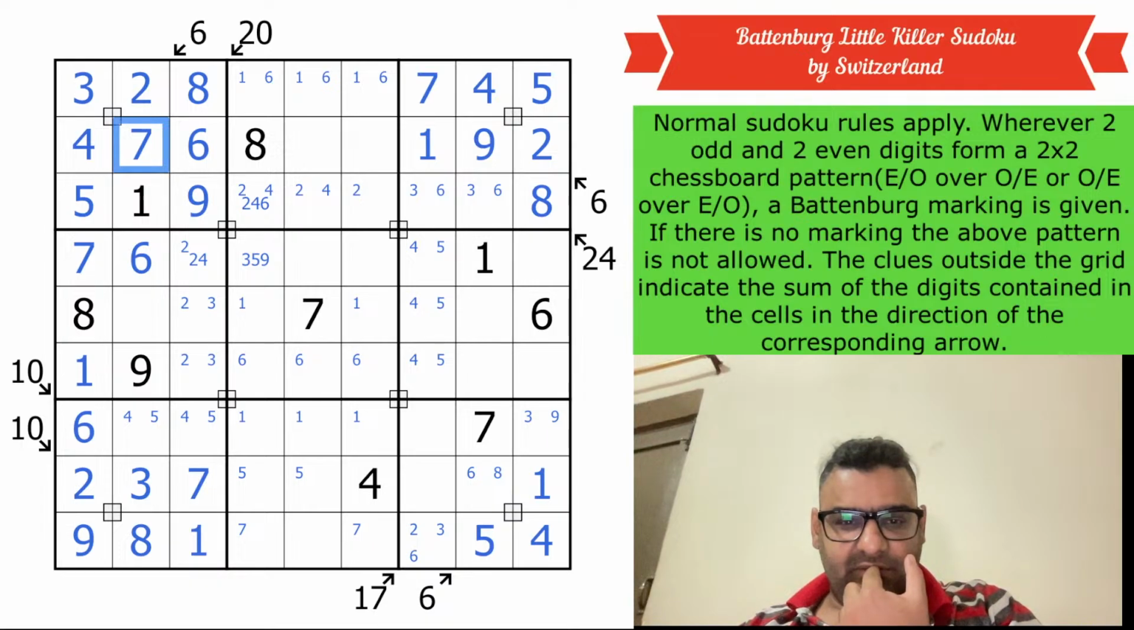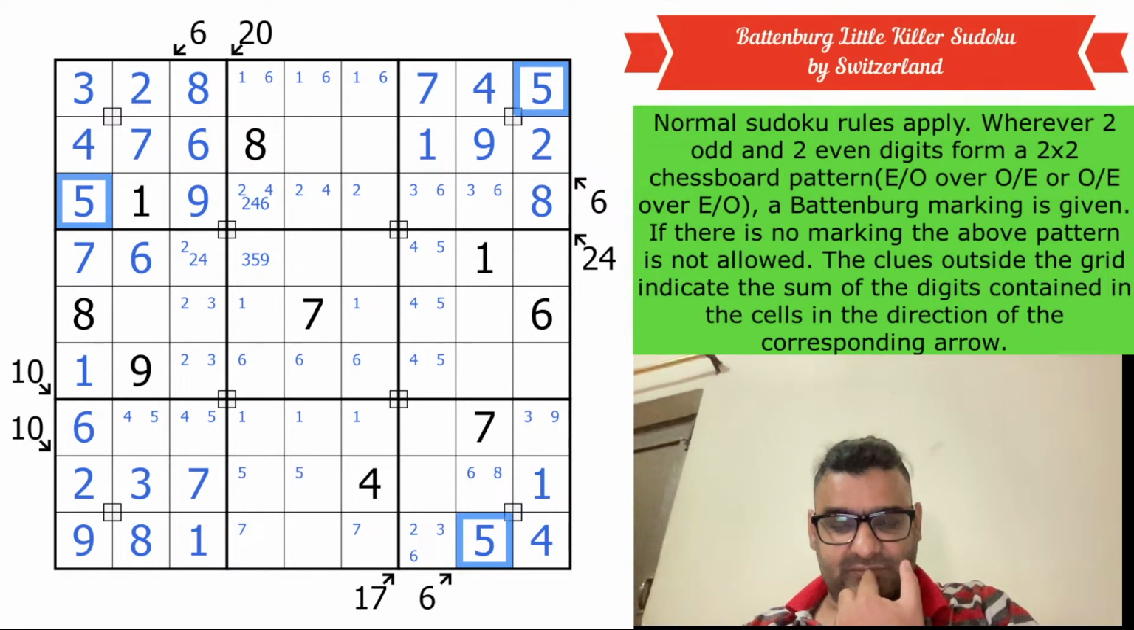Correct. We already know 5 is there, 5 can be in any of these. Let's check 5 once again. 5 can be in these two. 5 can also be in these two. 5 can be in any of these digits. We know 5 is in one of these, but we do not know which one.